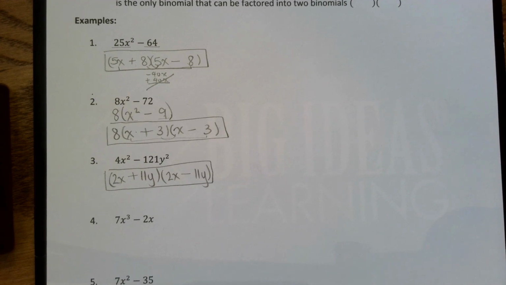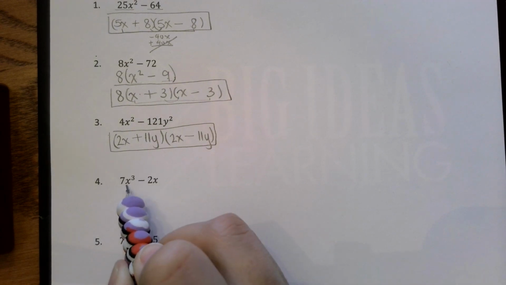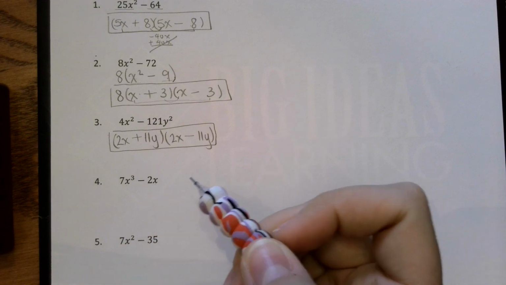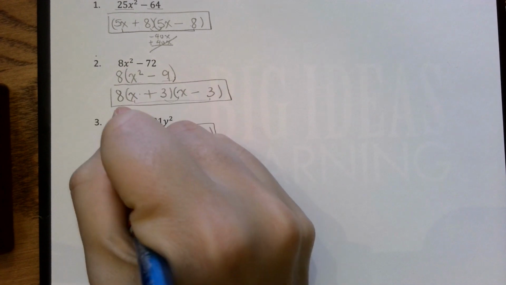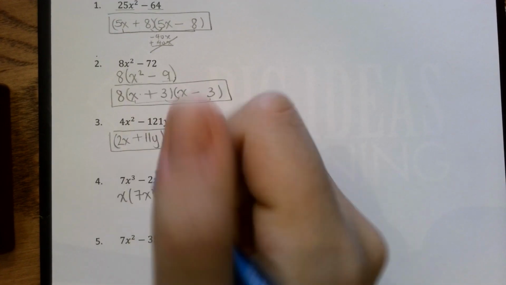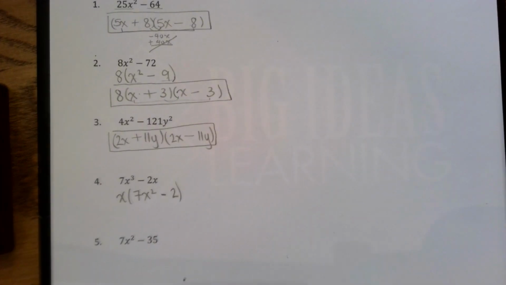Okay, so let's look at number 4. If you notice, 7x to the third and 2x are not perfect squares. So I'm seeing that chances are I do not have a difference of squares going on here. If that's the case, then you're just going to factor out the GCF if you can. This has x to the third, and this has just x. So I can pull out an x, I can factor that out, and I would be left with 7x squared minus 2. And at this point, I'm done.